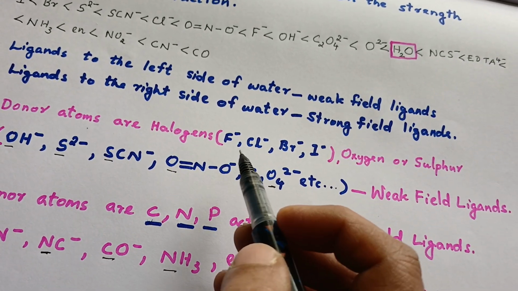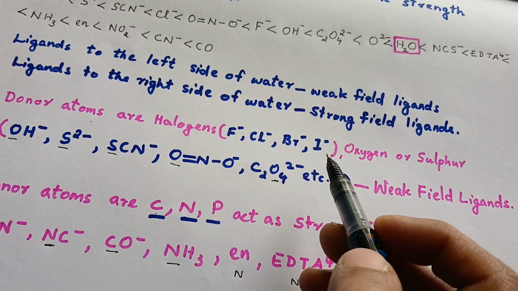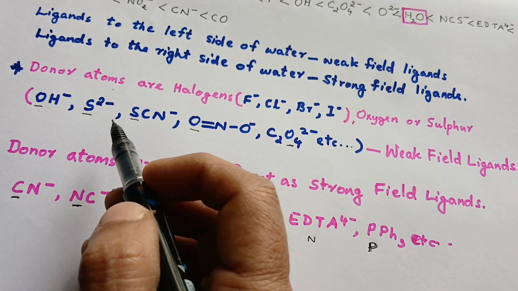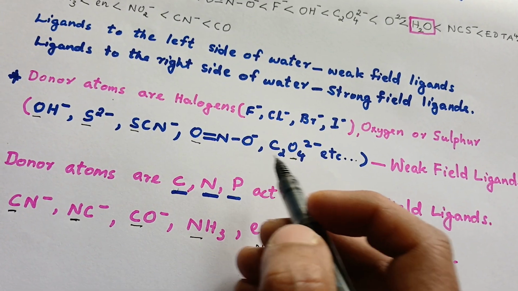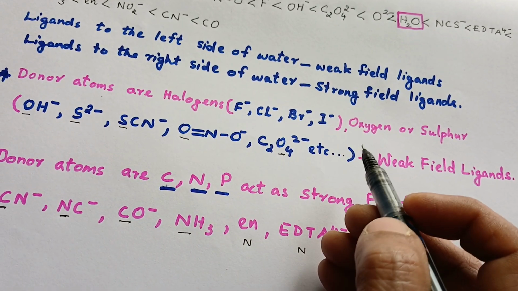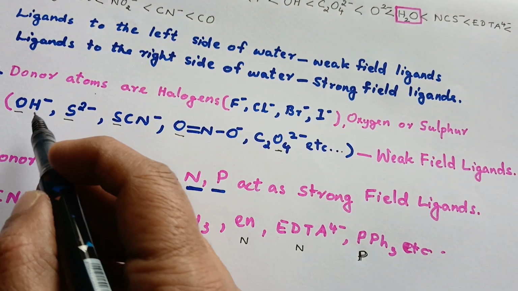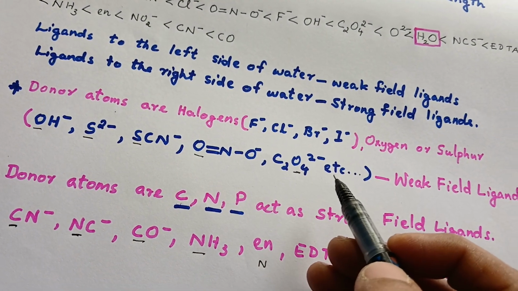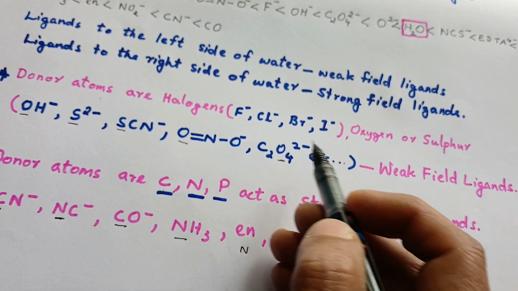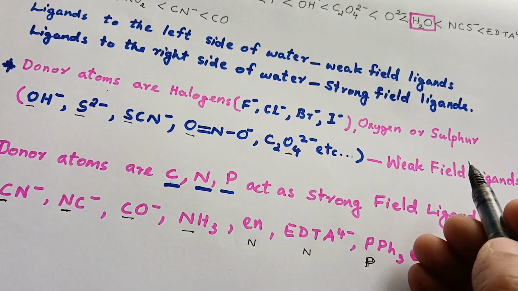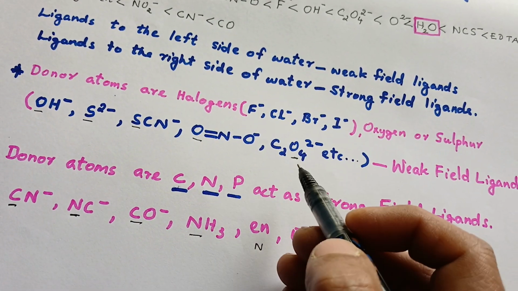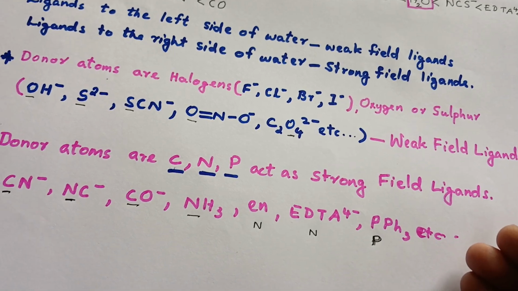If the donor atoms are halogens like fluoride, chloride, bromide, iodide, oxygen or sulfur, like in OH minus, S2 minus, SCN minus, NO2 minus, C2O4 2 minus, etc., you can see oxygen or sulfur are the ones donating the electron pairs, and here it is the halogens. If halogens, oxygen or sulfur are the electron donors, then they come under the category of weak field ligands.